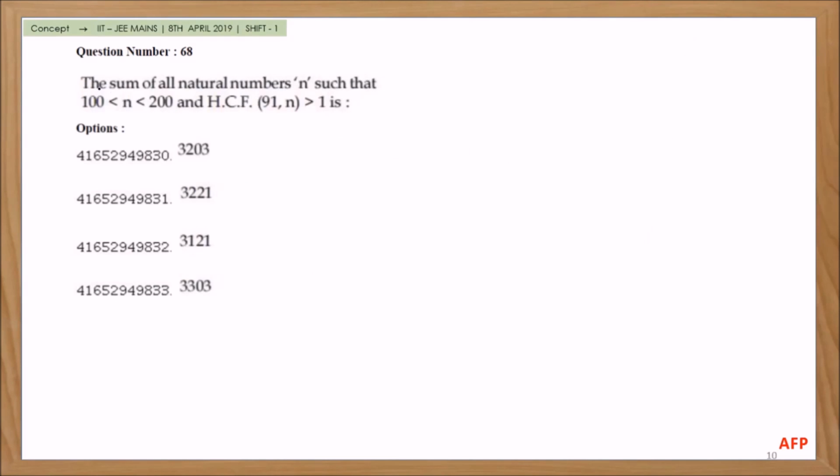Next problem: the sum of all natural numbers n such that n lies between 100 and 200, and HCF of 91 comma n is greater than 1. Okay, so here one concept is there. 91 can be written as 13 into 7, or 7 into 13.